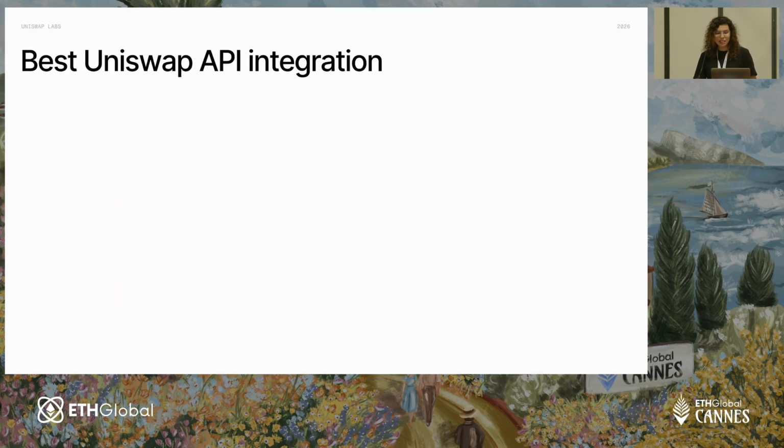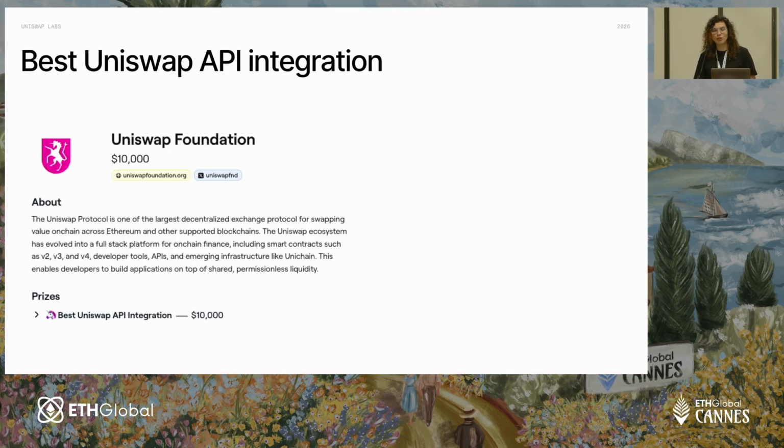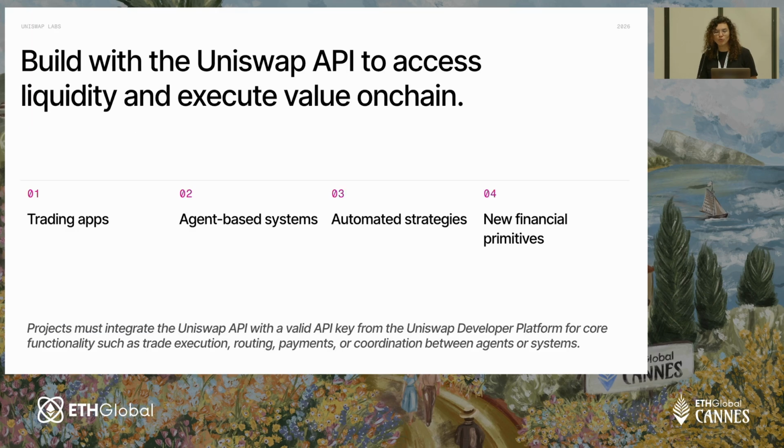Some ideas and use cases for this hackathon in particular. We're looking for the best Uniswap API integration. So think about it. You want to build a new swap primitive, or a set of agents that interact with DeFi in certain ways. We just want you to integrate with the API and come up with the best idea possible, along with the best feedback possible. Let us know how we can improve this experience. This can be from trading applications, agent-based systems, automated strategies. I heard about a couple of them, and new financial primitives as well.